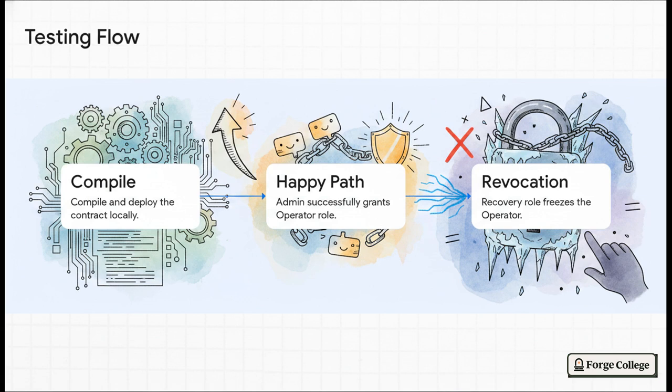Step 1, we compile and deploy our contract locally using a tool like Hardhat or Foundry. Step 2, we test what we call the happy path. We just verify that the admin can successfully grant the operator role and the operator can actually do their job. But step 3 is really the most vital part, the revocation flow. We explicitly write a test where the recovery address steps in, freezes the operator, and we mathematically prove on-chain that the compromised keycard no longer works.